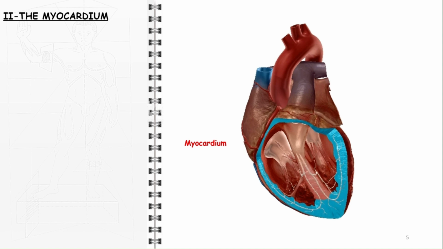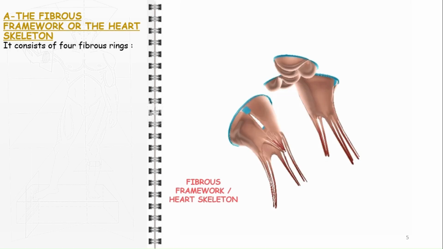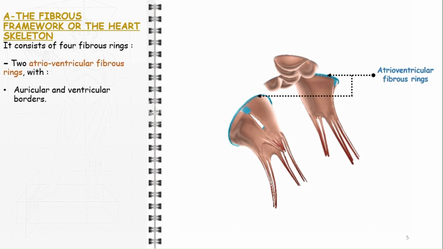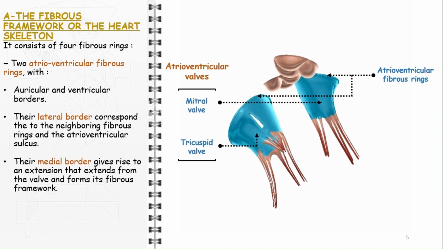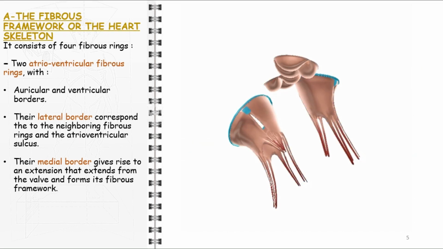All muscle fibers originate from a fibrous structure located at the base of the ventricles, forming the fibrous framework of the heart. The fibrous framework of the heart, or the heart skeleton, consists of 4 fibrous rings. 2 atrioventricular fibrous rings, with auricular and ventricular borders. Their lateral border corresponds to the neighboring fibrous rings and the atrioventricular sulcus. Their medial border gives rise to an extension that extends from the valve and forms its fibrous framework.